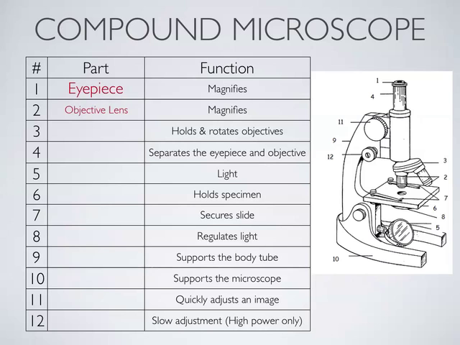This part here that you hold on to and you rotate through the objectives, that's called the nose piece. It holds the objectives in place and lets you rotate to select different objectives.